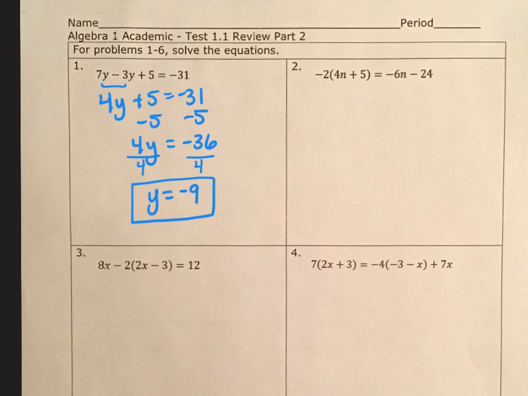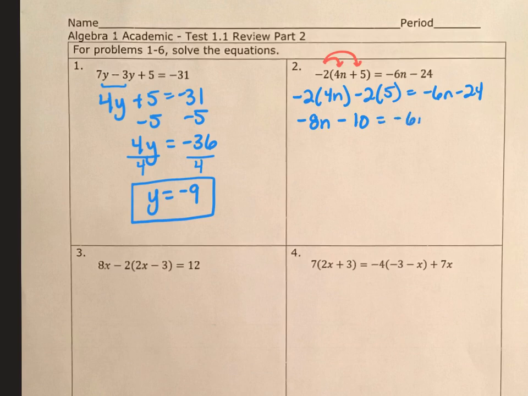Okay. Now, problem number 2, follow our steps. Is there any distribution? Yes, I can do negative 2 times 4n, negative 2 times positive 5. Okay, so I have negative 2 times 4n and a negative 2 times 5 equals negative 6n minus 24. I multiply this left side, and negative 2 times 4n is negative 8n. Negative 2 times 5 is negative 10. And then I've got this negative 6n minus 24 on the right side.